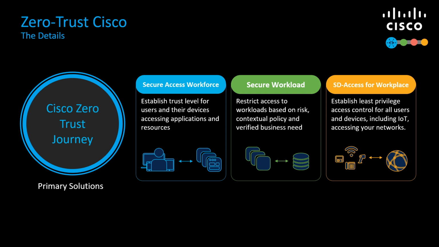And this is, again, the summary of the 3 W's. So workforce, again, it's all about establishing trust level for users and their devices accessing applications. Workload, again, in summary, it's restrict access to workloads based on risk. If you're not sure what a workload is, it's a service, right? Think of a server that does Active Directory, right? That's a workload. But again, based on contextual policy and verified business need. And then finally, software-defined access, or that workplace element where we're establishing least privileged access control and validating the health of the device before we allow it onto the network.